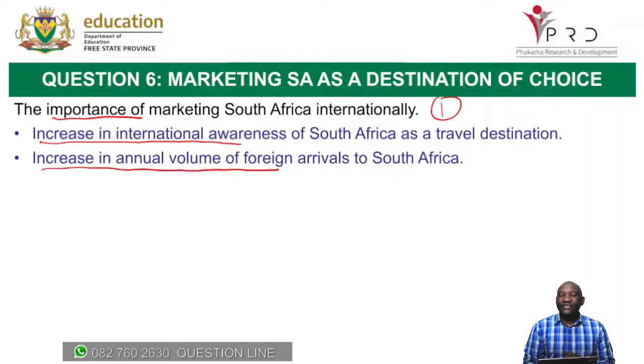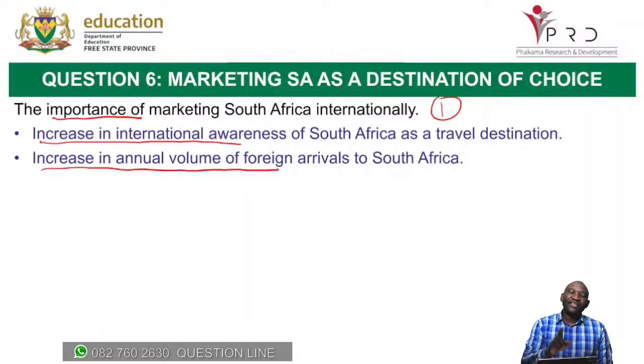Number one, increase international awareness. And number two, increase annual volumes. We know that there are so many European countries that are actually having a lot of people visiting them. We've seen the backlash in countries like Spain and Greece, where they don't want tourists anymore. And this side of the world, we want many tourists to come and visit us, just because we know that when they come in, they're going to help us economically.